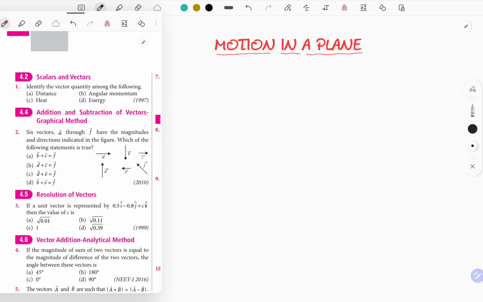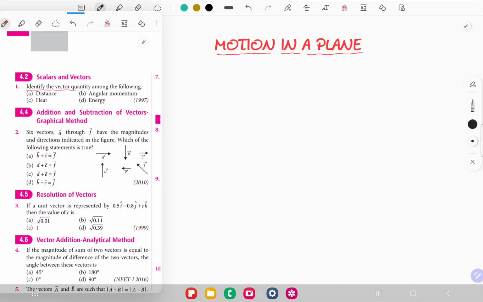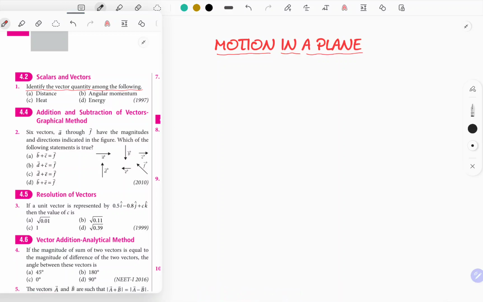Today I would like to solve numericals based on the motion in a plane chapter. Let's start. Look at the very first question. They're asking, identify the vector quantity among the following. In this chapter we are going to study vectors, scalars, multiplication of vectors, and riverboat numericals, river velocity in two-dimensional motion, and projectile motion, especially horizontal projectile motion, inclined projectile motion, and angular projectile motion. These are the basic things we are about to learn.